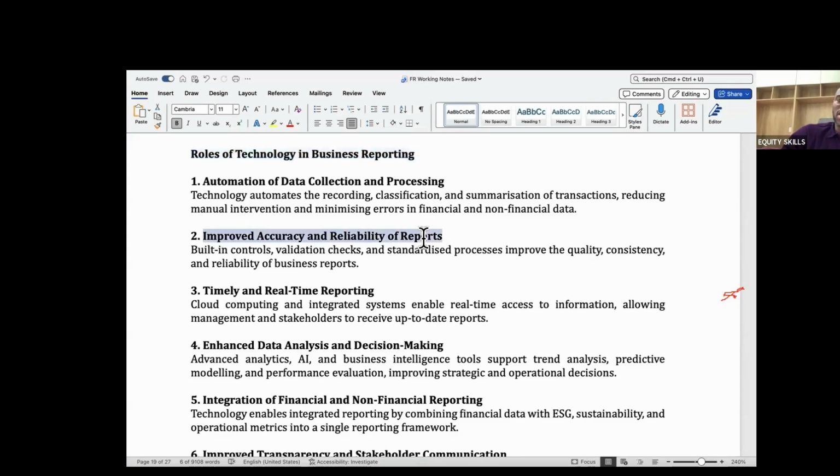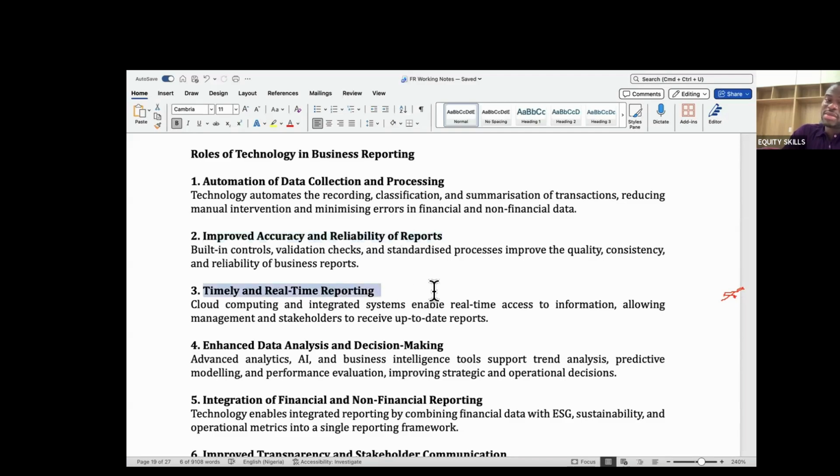Then the accuracy and reliability improved because they are automated. It's AI doing it. It's software doing it. It's accurate and it's reliable. There won't be need for validation checks and all of that because it's already validated.